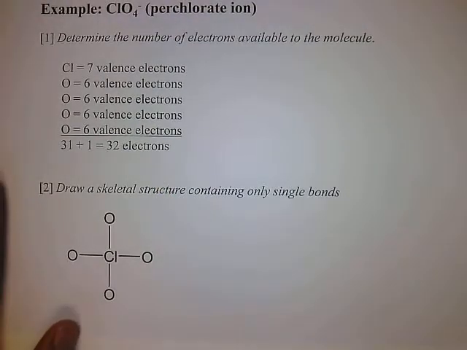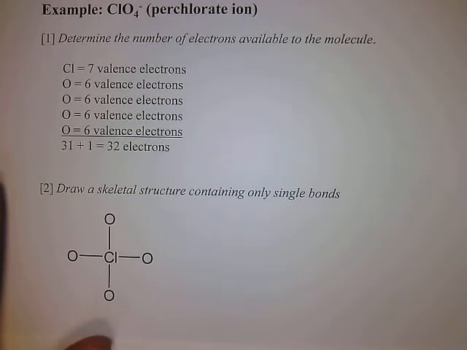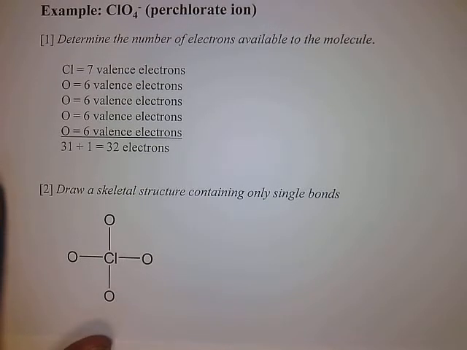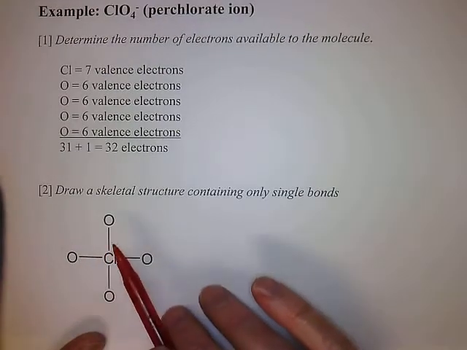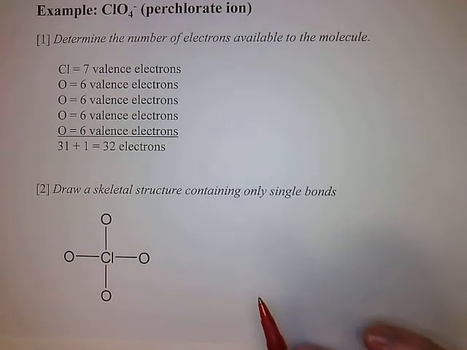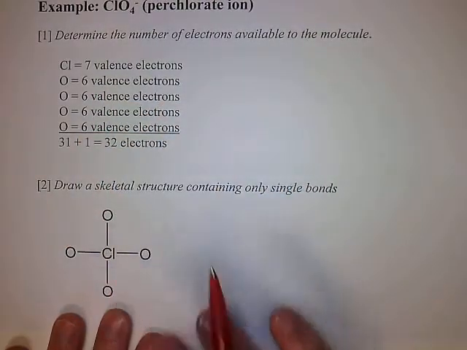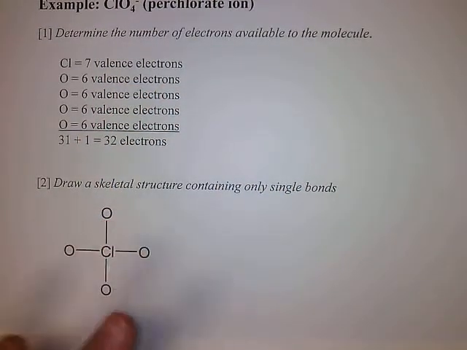So the second part of our procedure is that we draw a skeletal structure that contains only single bonds. Right? So chlorine's the central atom, and we have our 4 attached oxygens.